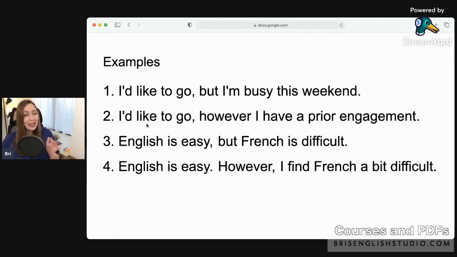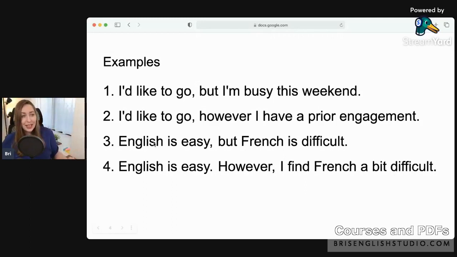Okay. I'd like to go, however, I have a prior engagement. Okay, so this sounds a little bit more formal, right? I have a prior engagement. So an engagement in this sentence means a promise to do something, a promise to go somewhere. Prior means before. So I've already made a plan. I'd like to go, however, I have a prior engagement. Sounds a little bit more formal.